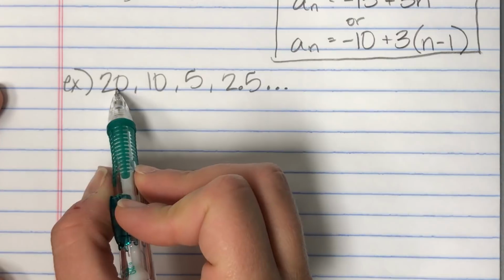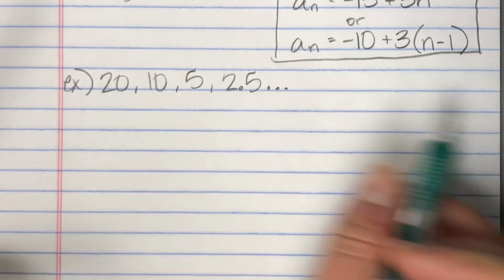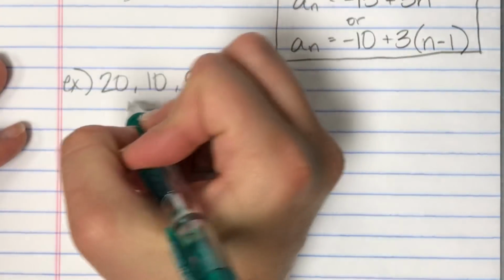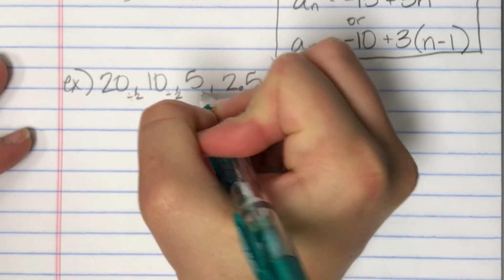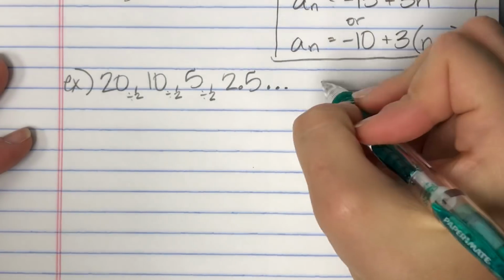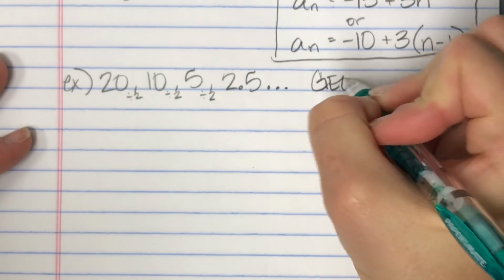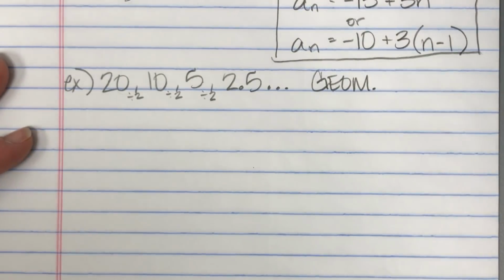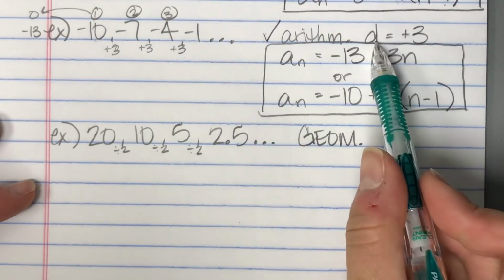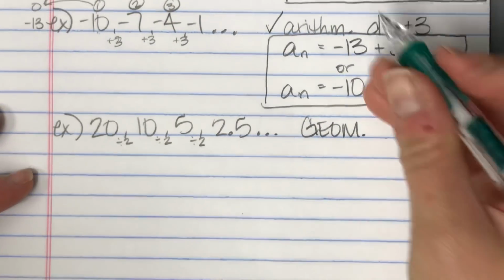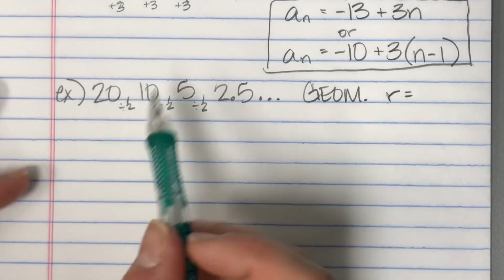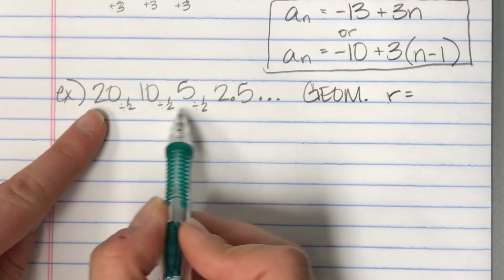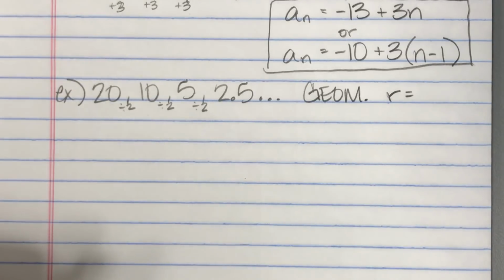Well, let's see what our pattern is. Subtracting 10, subtracting 5. It's not arithmetic. Dividing by 2, dividing by 2, dividing by 2. Every single time I'm cutting in half, that makes this thing geometric. So instead of discussing the d value, the common difference value, I'm going to figure out the r value. What am I multiplying by every time to change to the next number?